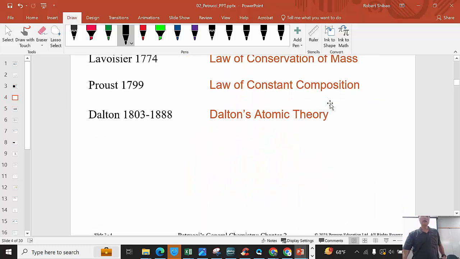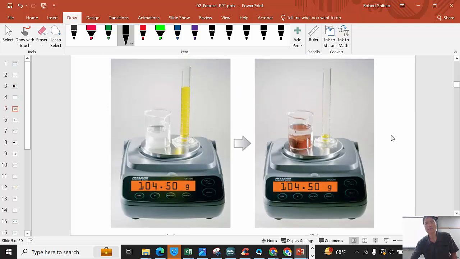Well, you guys know about the conservation of mass. Here we start off with the reactants, 104.50 grams of reactants on the centigram balance. The precision of this is to the nearest hundredth of a gram. Then after you mix it, we got a precipitate here, and you're still left with 104.50 grams. And so that's the conservation of mass.